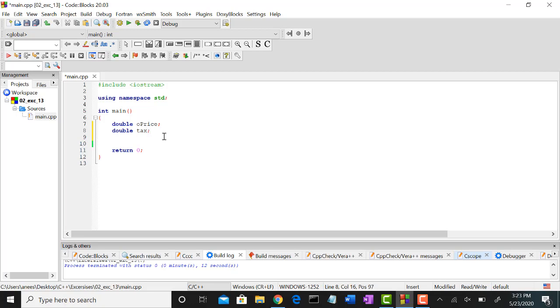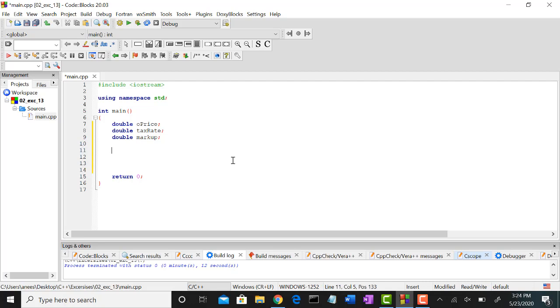Actually, I'll put taxRate so it's easier to understand. Then there's going to be markup. These are the first few variables, and these are the ones that the user will input. The next few variables are going to be the ones which we will get from these 3.